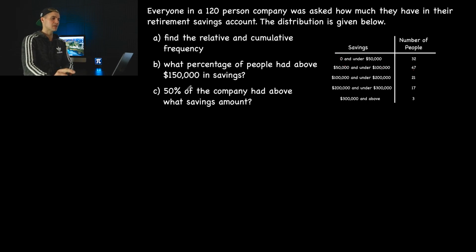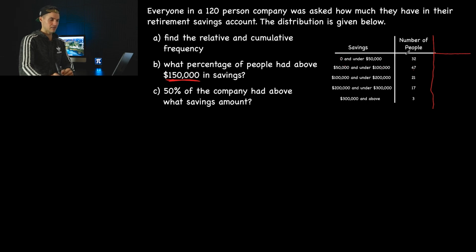Okay, so B and C is going to be one of those interpolation questions that we went through in the previous video if you're watching this on the website. Because if you notice, this 150,000 doesn't fall smoothly on one of the ends of the interval, right? It's going to be within this interval here, so we're going to have to linearly interpolate for B and C. But before we do that, let's do part A.